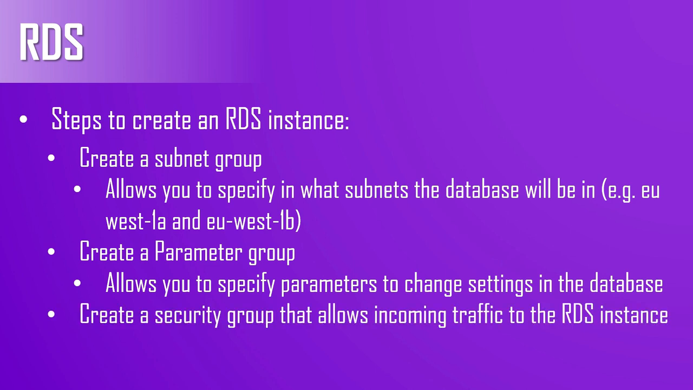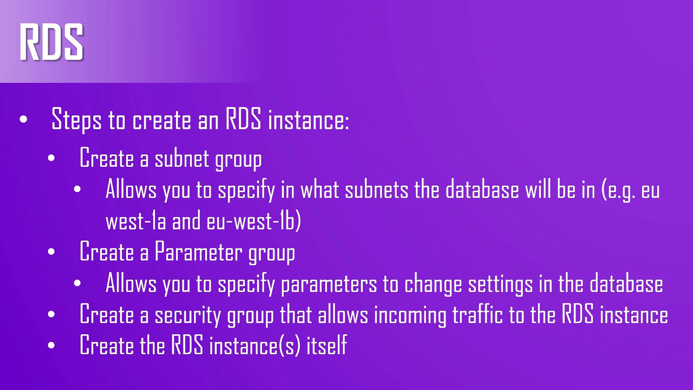We also create a security group that allows incoming traffic to the RDS instance. If you use MariaDB, port 3306, then you can say, my instance needs access to this RDS instance, and only this instance will be able to access your database. And then, we create the RDS instance itself.